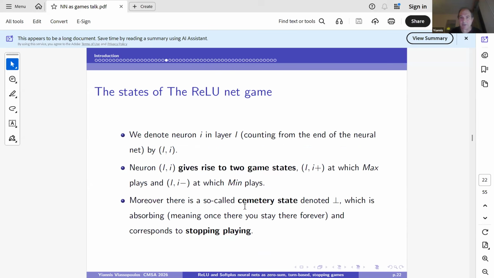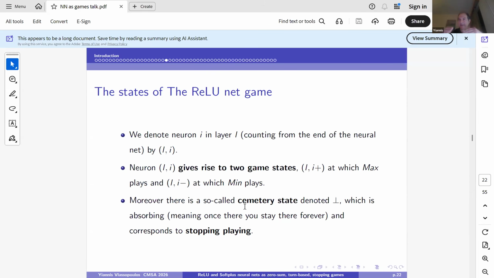Let's introduce some notation. Say we're in layer l, and we have neuron i in that layer. Let's call it (l, i). This neuron is going to give rise to two states. One state is (l, i)+, on which the maximizer plays, and one state is (l, i)-, on which the minimizer plays. Then we also need stopping. The way we incarnate that is with a so-called cemetery state. Cemetery state means that when you go there, you stay there forever and you don't get any reward. These are the states of the game.